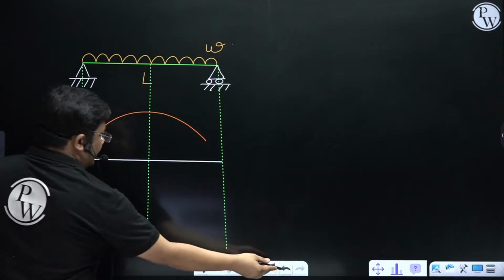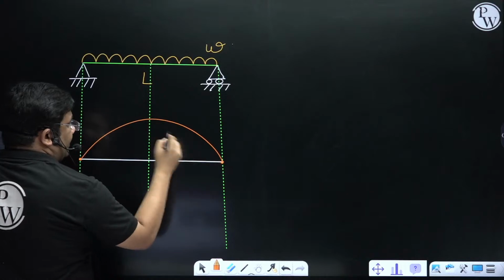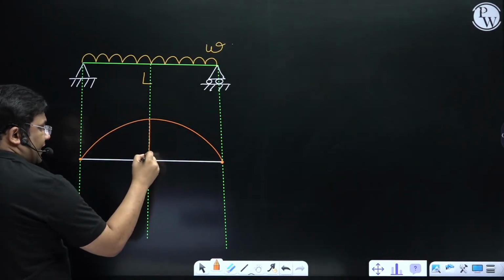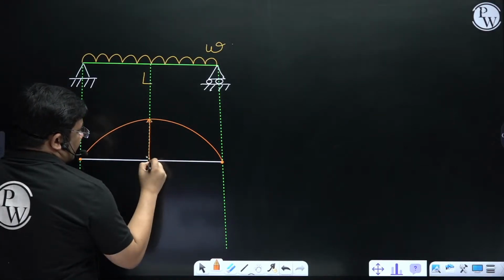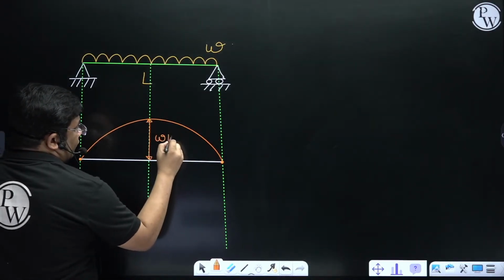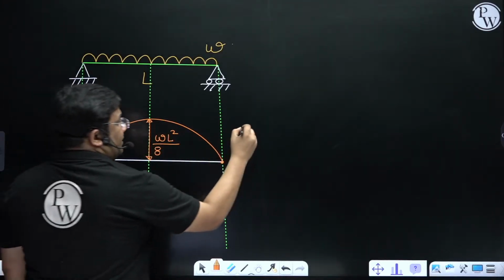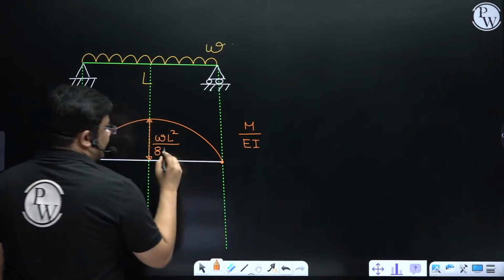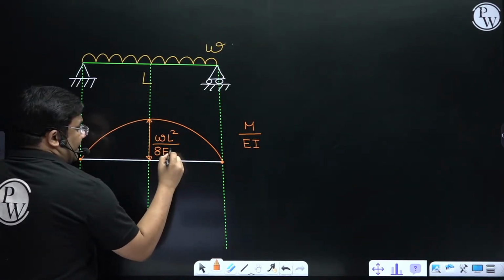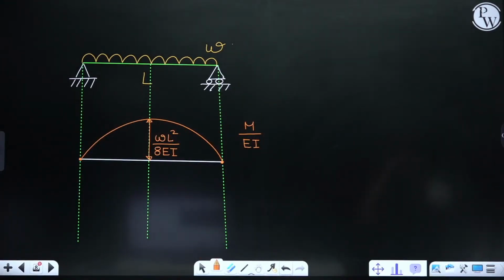Sorry, it is better now. Parabolic in shape. And at the center we get this value as WL square by 8. Now this is your M diagram. But when I take the M by EI diagram, what do I have to do? Nothing, just divide this value by EI. That's it. Very easy. Very nice.